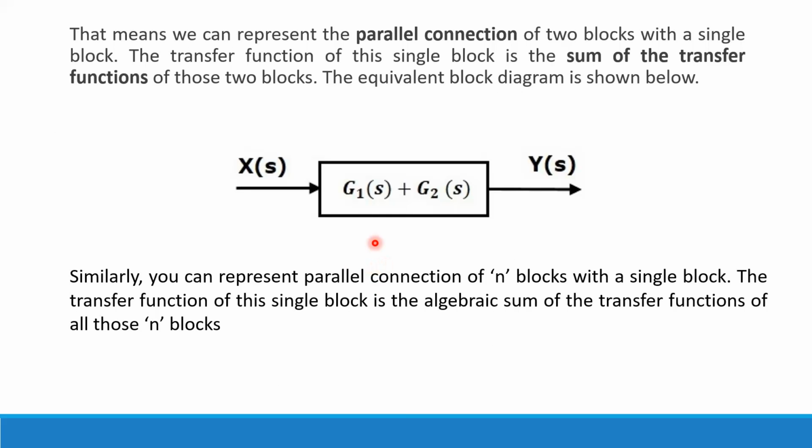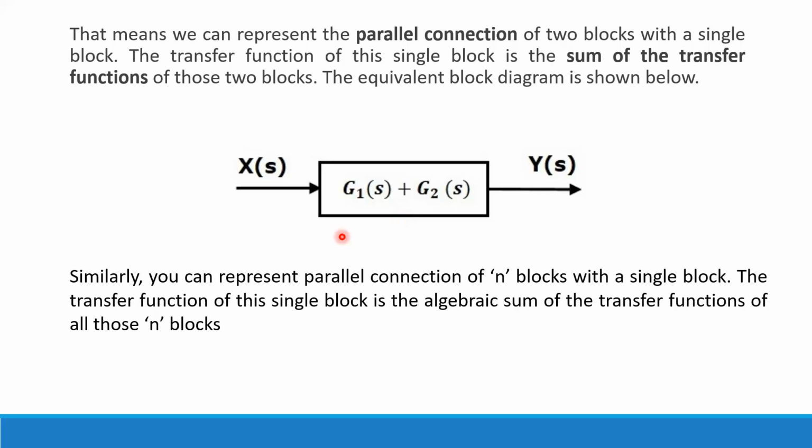So in parallel, the gains will be added; it will get reduced to the addition form, and here the block of two will convert into one. So this is your x of s, then this is your g of s, which is equal to G1 of s plus G2 of s, which is equal to y of s.